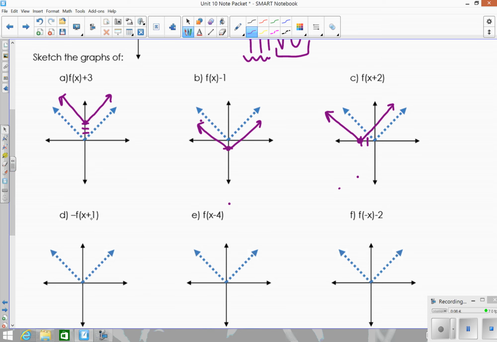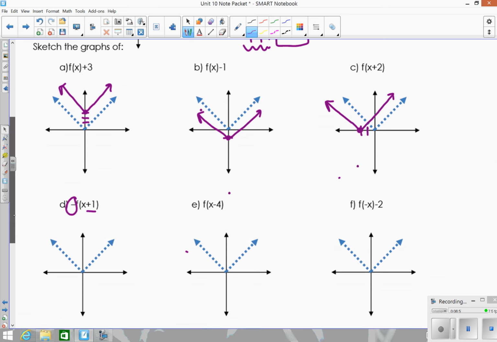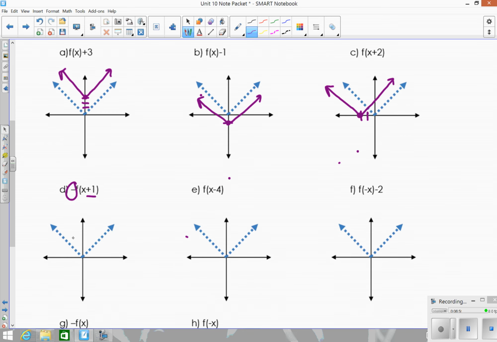So for this one, we have two things happening. We have this plus 1 on the inside, and we have this negative on the outside. So since we have this negative on the outside, that tells me that I'm going to be flipping this vertically, and I'm going to be shifting it horizontally. So I'm going to be shifting this to the left 1 unit because it's a plus 1.